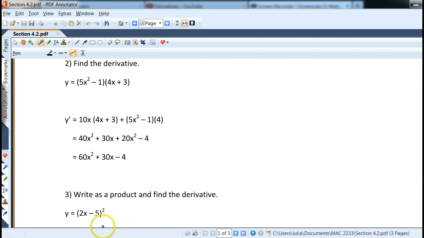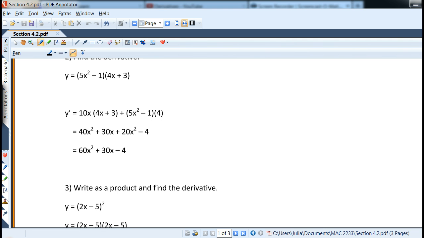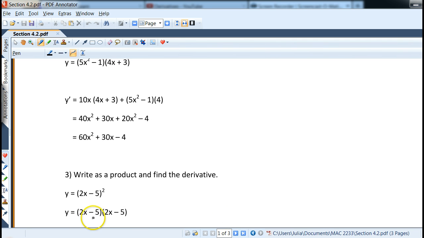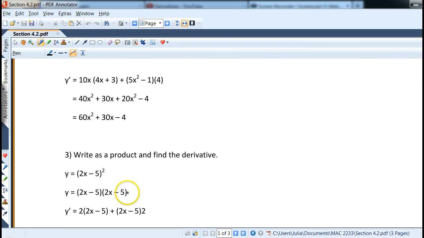Notice, even if you have a square, a little later we'll learn how to use the chain rule with something like this, because you have a function within a function. But sometimes with something as simple as a square, you can rewrite it as a product, which is basically 2x minus 5 times 2x minus 5. And then you can treat the first and second function as the same, but it would work the same way. So the derivative of 2x minus 5 is just 2, times 2x minus 5, plus, keep the first one, 2x minus 5 times 2.